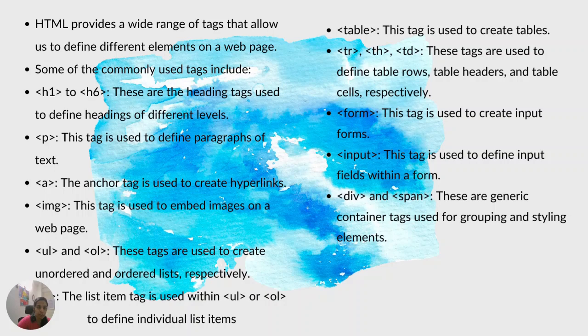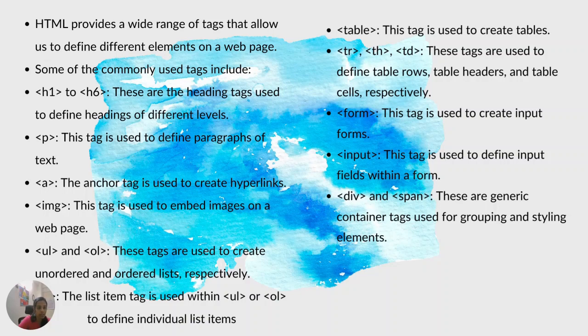Next is the paragraph tag. The P tag is used to define paragraphs of text. Next comes the anchor tag. This is used to create hyperlinks. If you want to refer to any other web page, this anchor tag is used. Then there is the image tag, img tag. It is used to embed images. So if you want to upload any image, you can use this image tag.